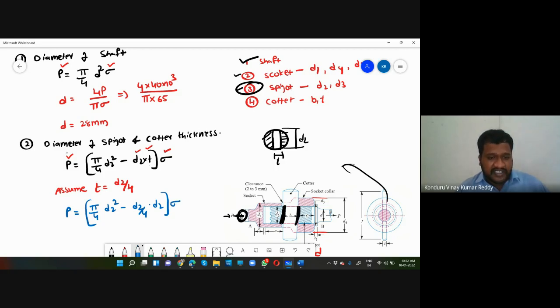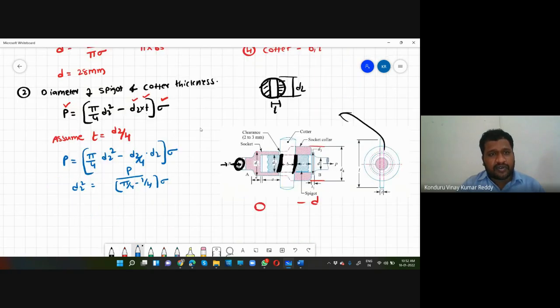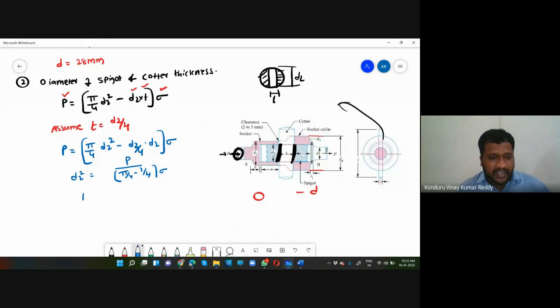Taking D2 as common, D2 is equal to the square root of P by (pi by 4 minus 1 by 4) into the normal stress. Let us find the answer by substituting the values. D2 is equal to P, which is 40 into 10 to the power of 3, by (pi by 4 minus 1 by 4) into the normal stress. The normal stress value is 65. Just a minute.